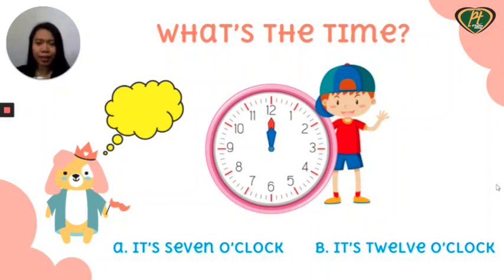I repeat, A, it's 7 o'clock, and B, it's 12 o'clock. Which one is the answer? A or B? Now you can write down the answer on your paper. So students, what's the time? Yes, it's B. It's 12 o'clock.